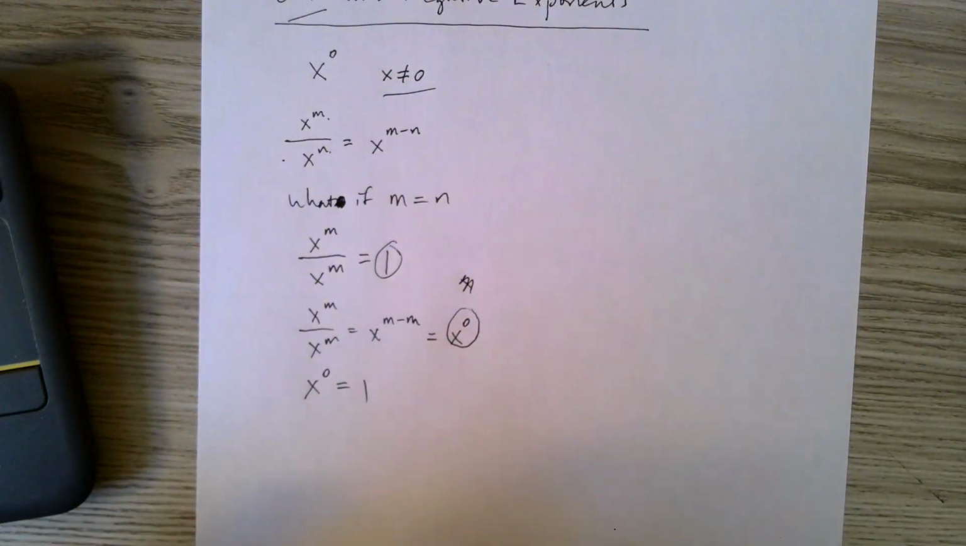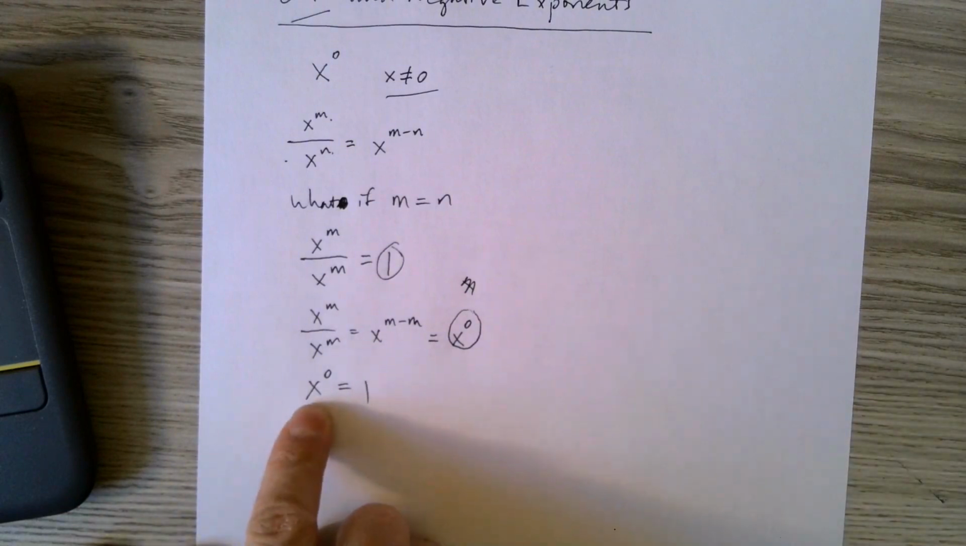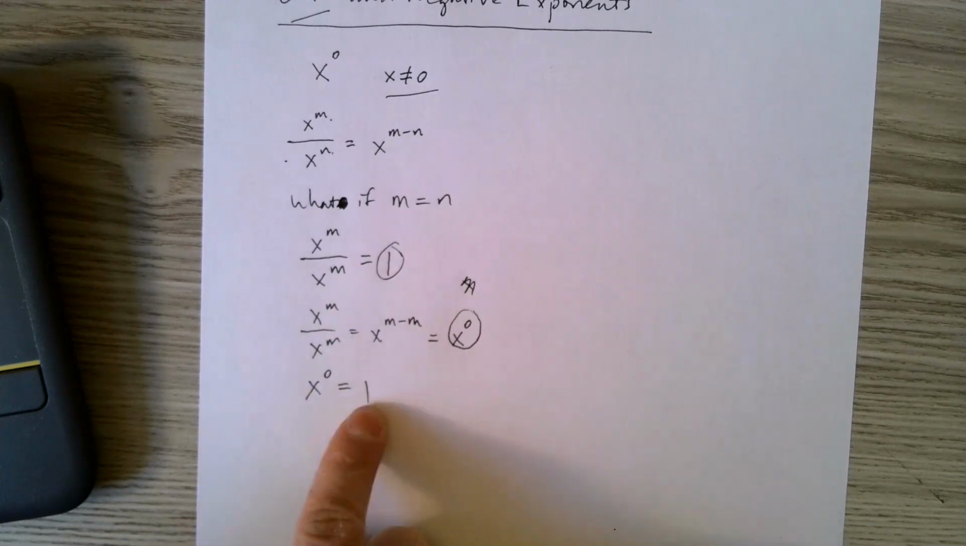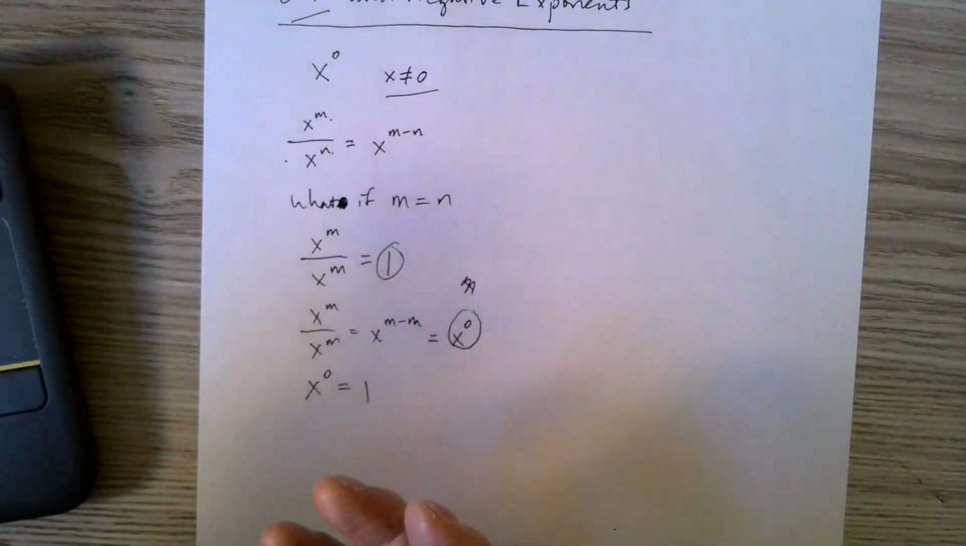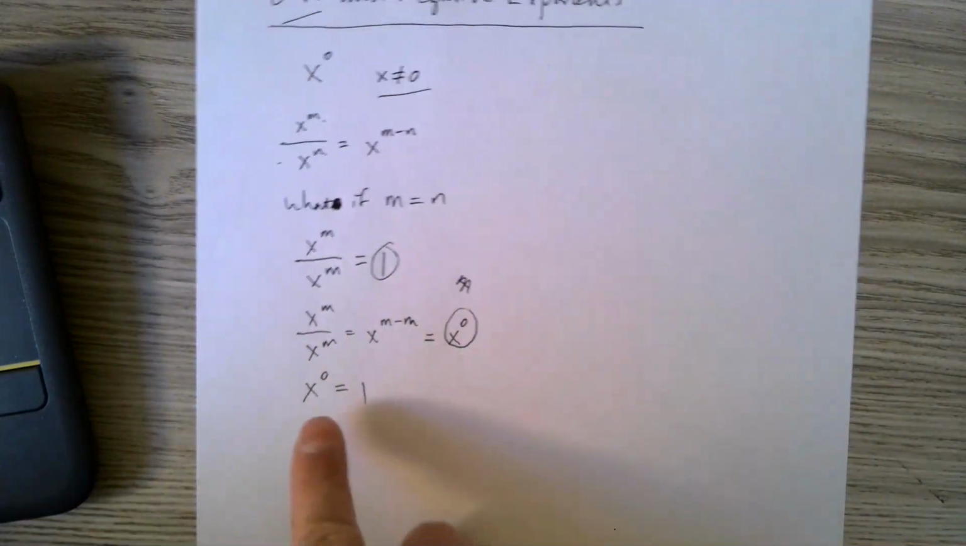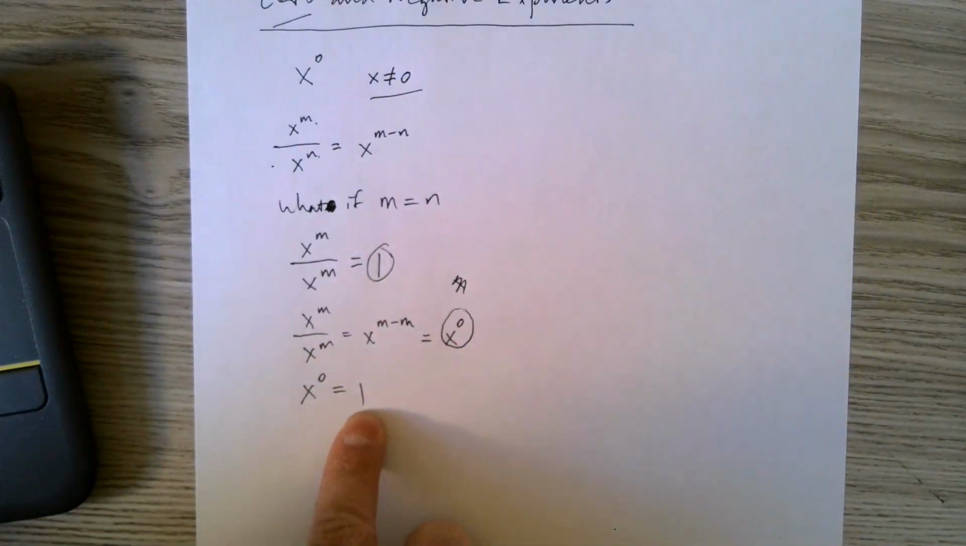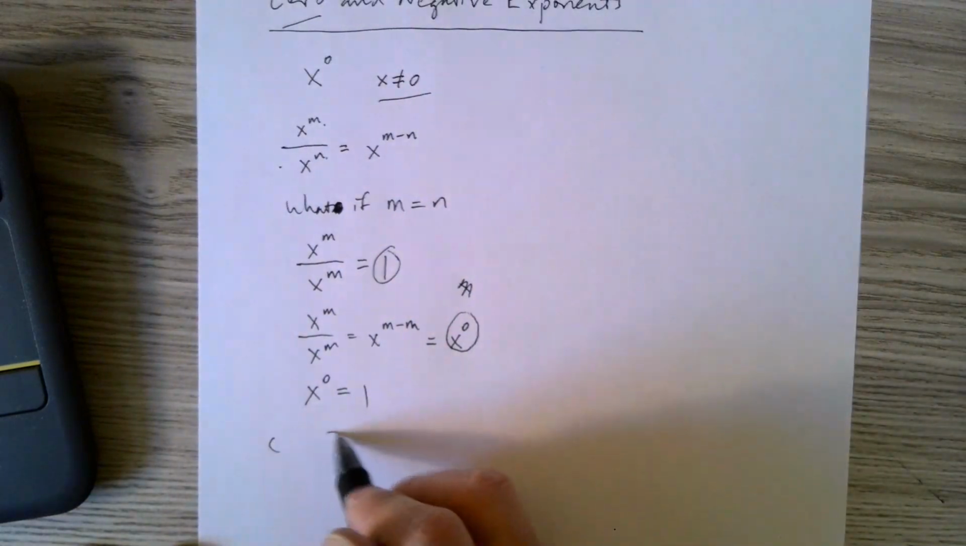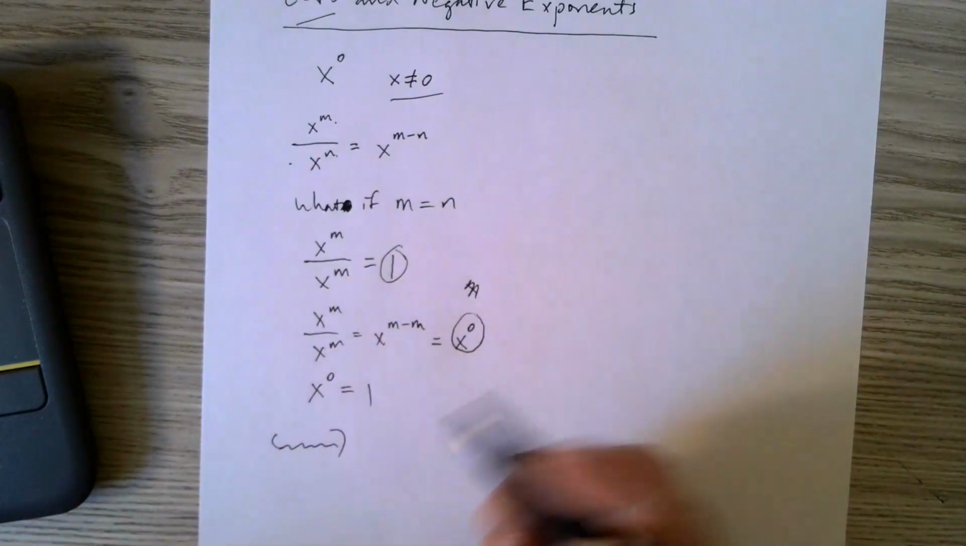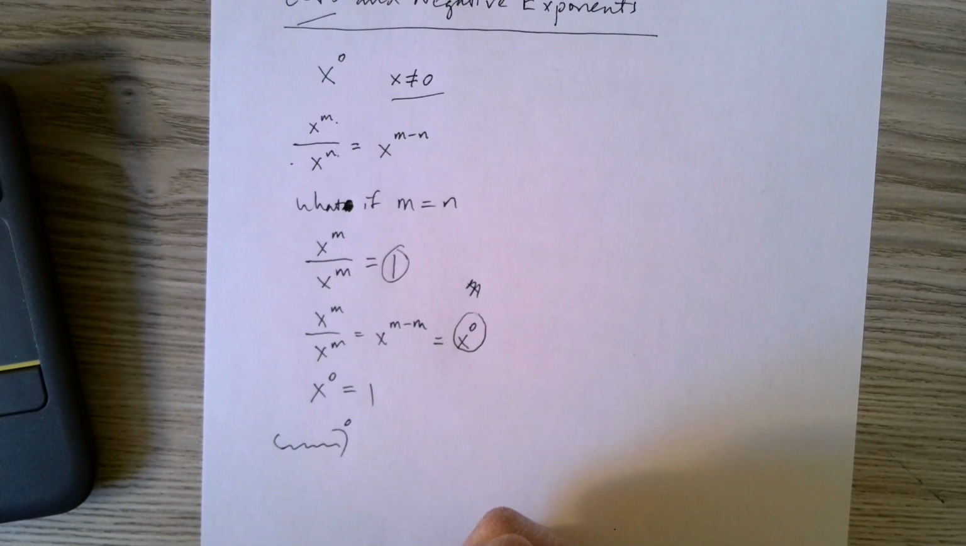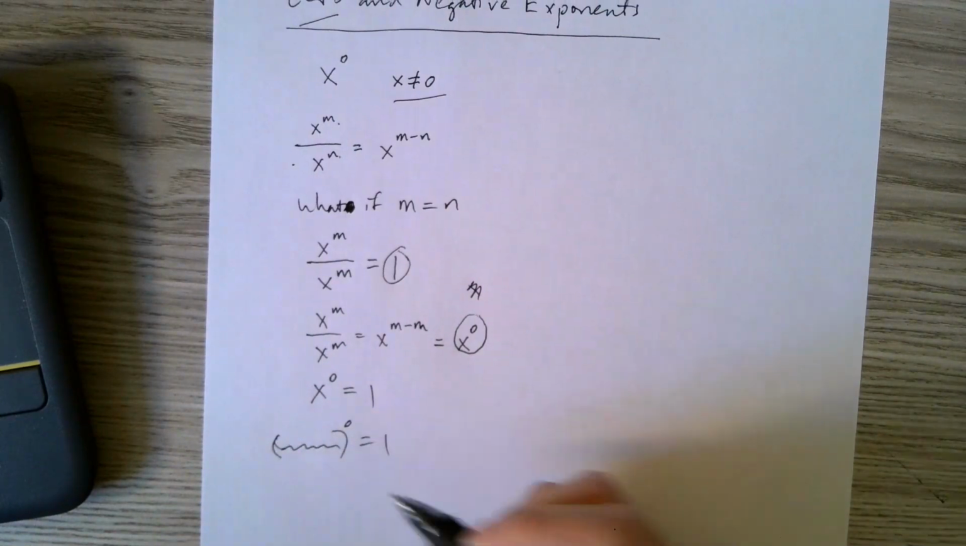So anything to the 0 power is 1. You replace that x with anything other than 0, it's going to be 1. You replace it with a number other than 0, it'll be 1. You replace it with a very bulky term, raise it to 0 power, it'll be 1. You replace it with something in parentheses, maybe something long. If it's raised to 0 power, it's still 1.